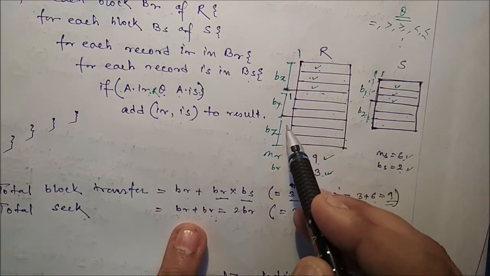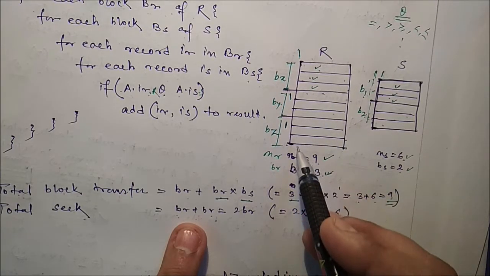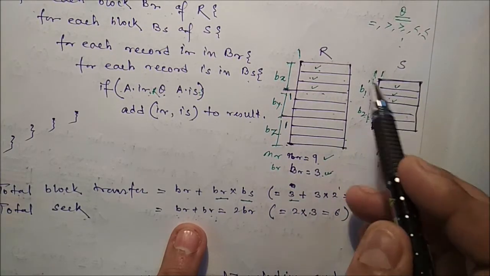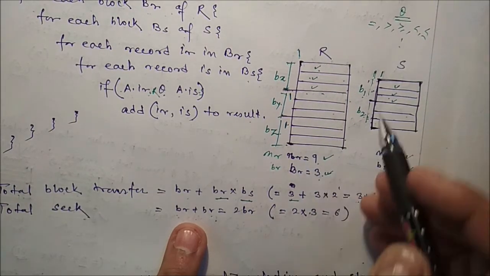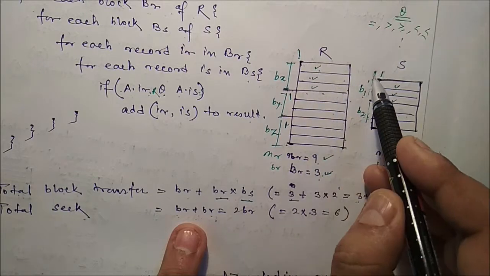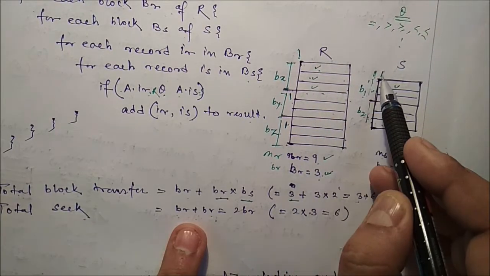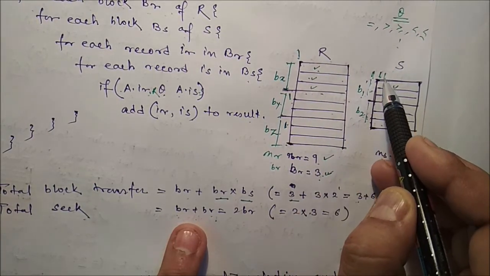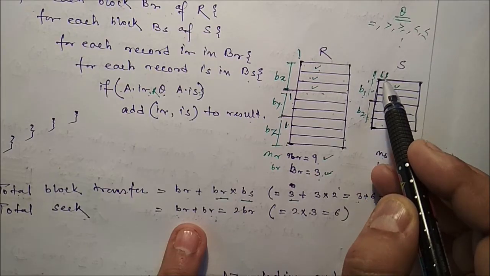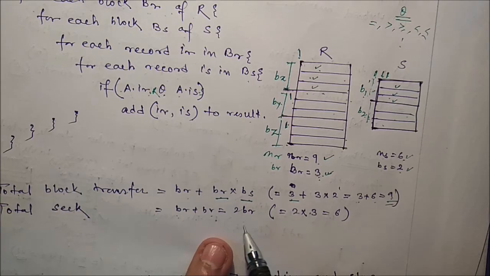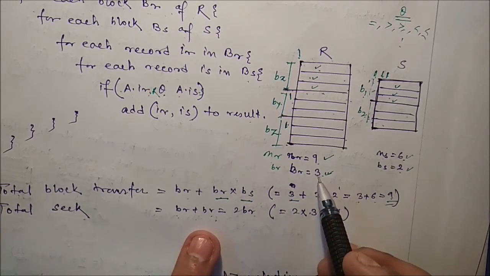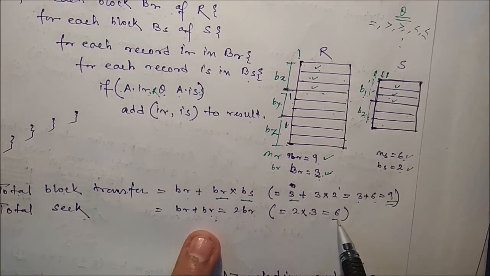Now for this particular block we have to identify this particular table. So you can see 1 plus 1 plus 1, it is BR, it is 3, and for this one we need 1 seek time for this table, and for this we need another seek. So this is also 3, so that is also BR. So total seek time is what? BR plus BR, it is 2 BR. That means BR is 3, so 3 into 2 it is 6.